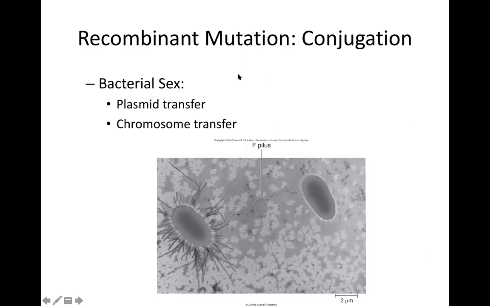All right. Here you have conjugation, which we've already mentioned briefly when we talked about fimbriae. And so this is bacterial sex, or as close to sex as bacteria get. And so in this case, you can have plasmid transfer or chromosome transfer. This would also be the point where I would ask you what's more likely to be transferred.